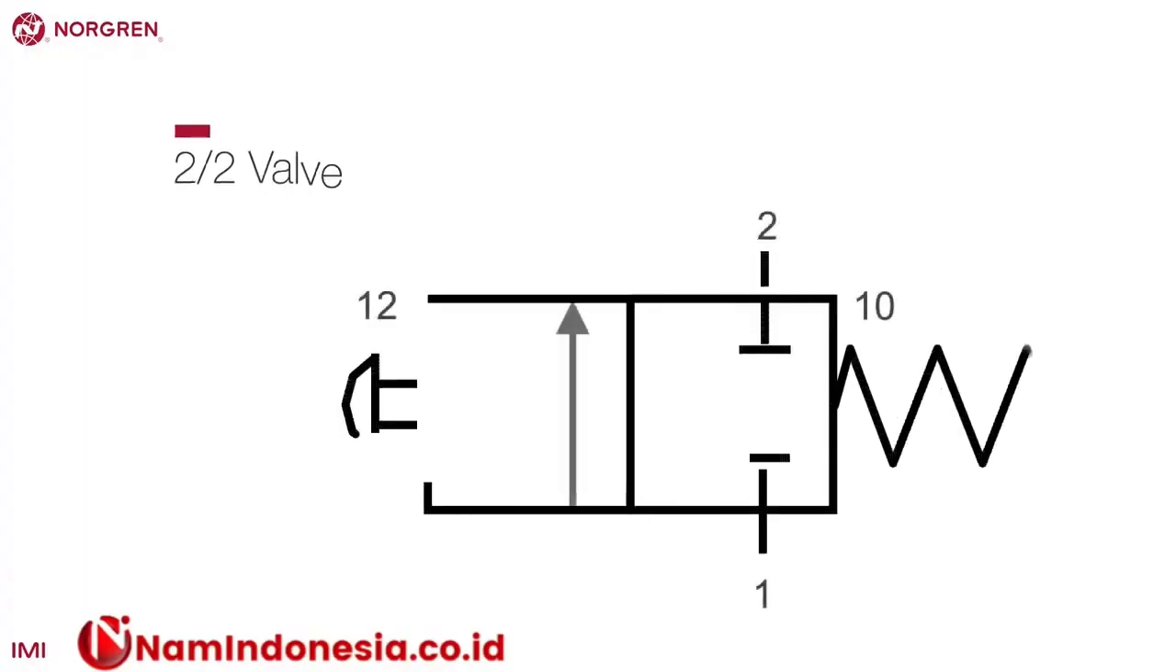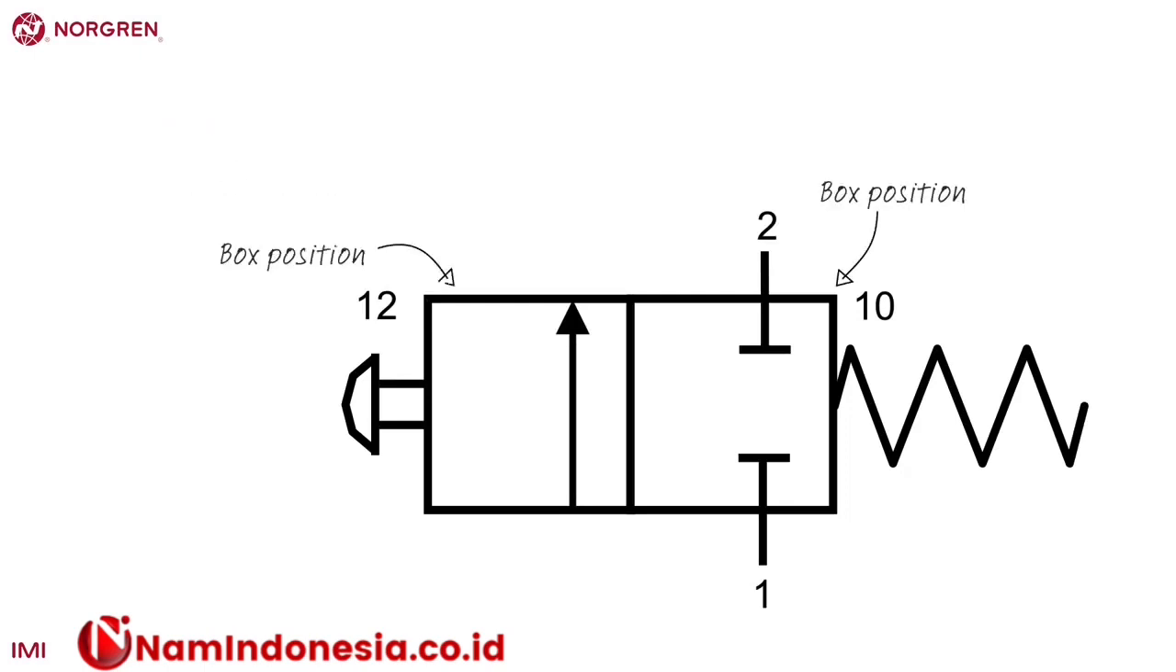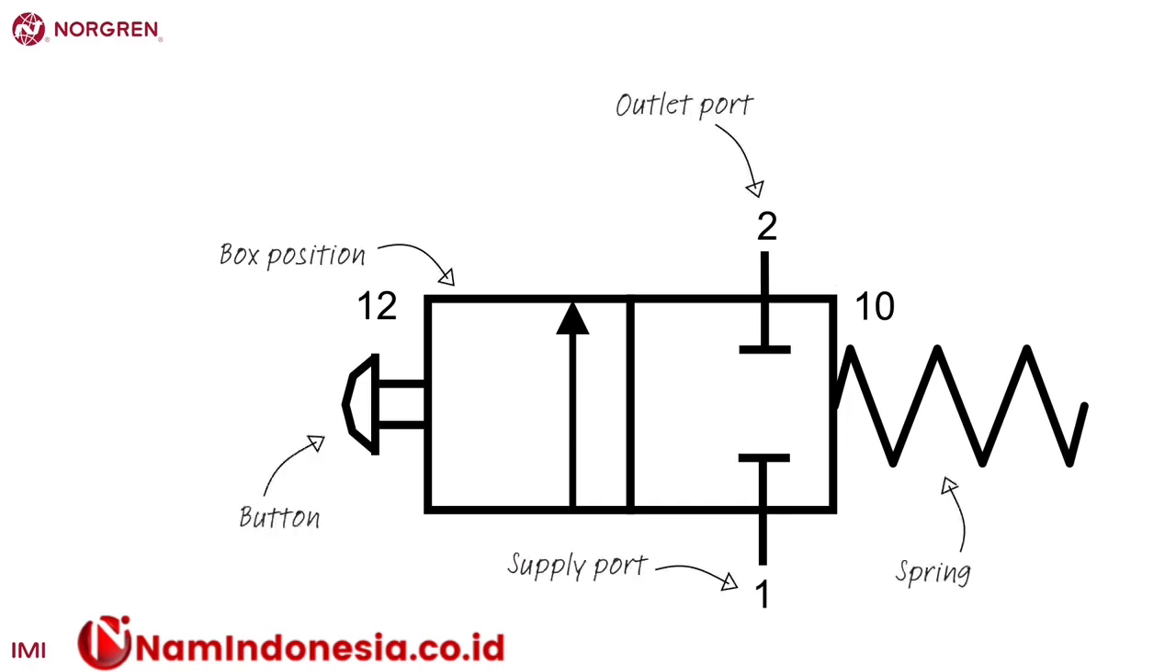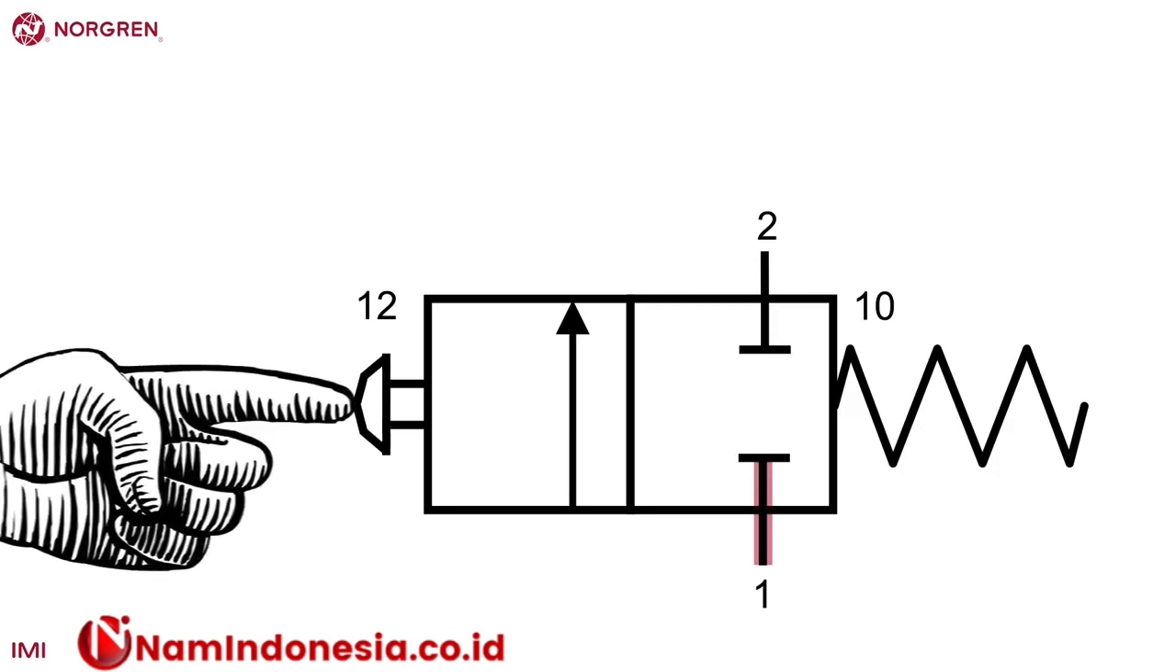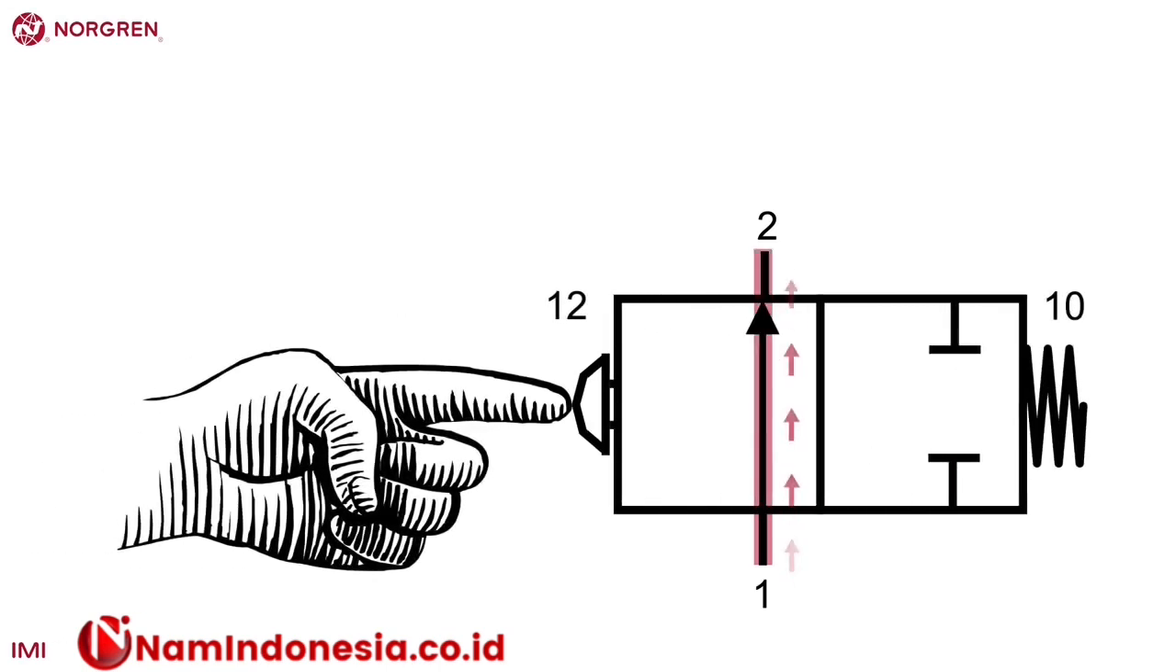This is the symbol for a 2-2 valve that you may see on a system diagram. Each box represents a position. Each number represents a port. The illustration also includes a button and a spring. In position 1, no air will flow, often called the 0 position and illustrated with a T-shape. In position 2, air flows from port 1 to port 2, as illustrated with an arrow.